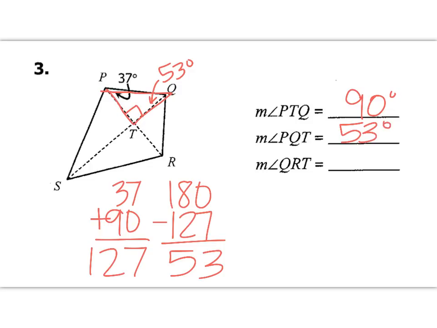PQT is 53 degrees. Then we're also looking for QRT, this angle right here. If this is 37, we know the opposite angles have to be congruent, so this one is also 37 degrees. Therefore, QRT is 37 degrees as well.